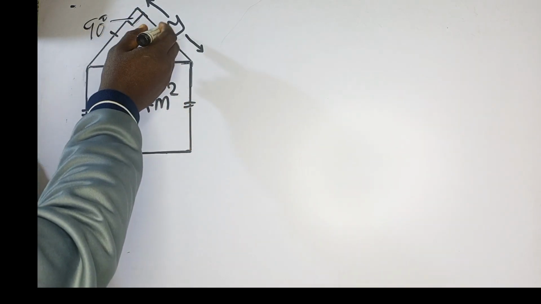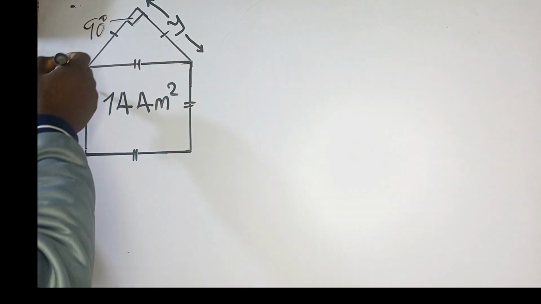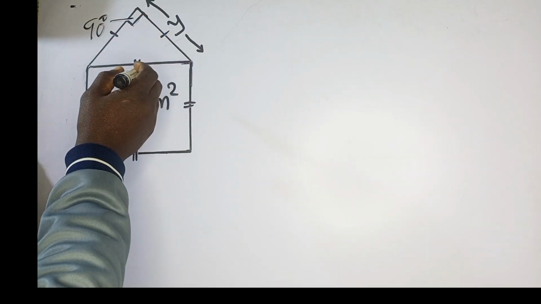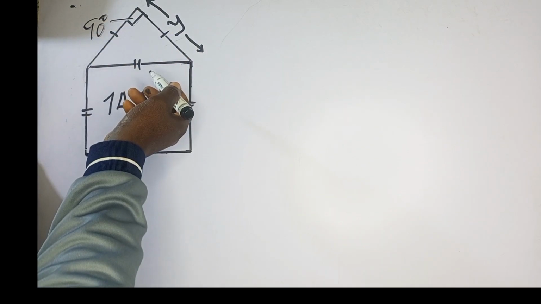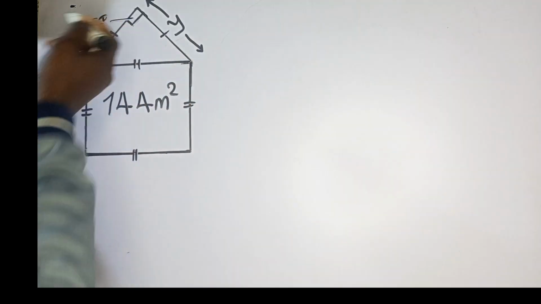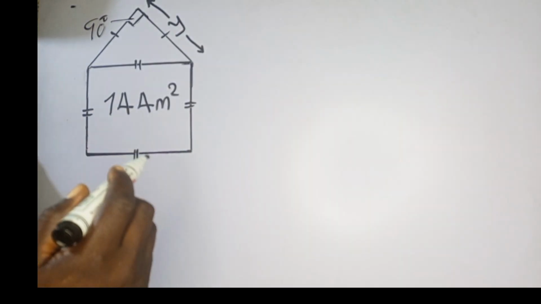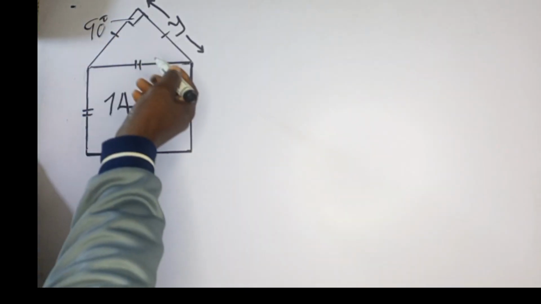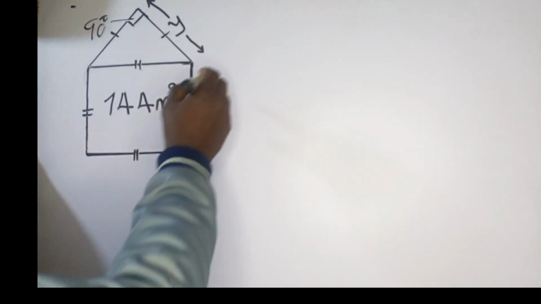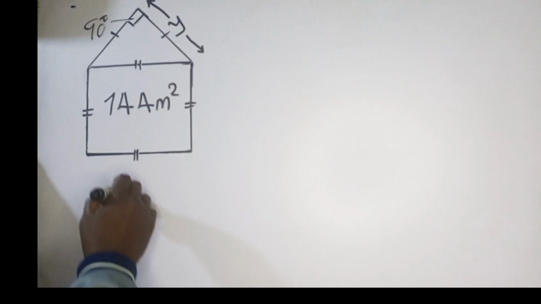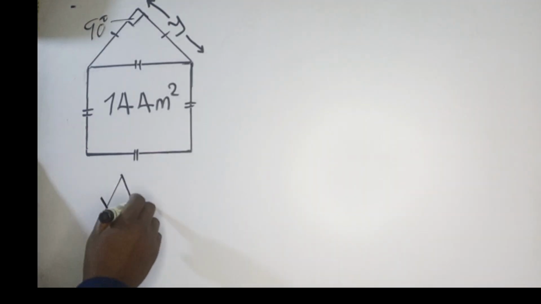Now this mark here simply indicates that this side is equal to this side. Any triangle with two equal sides is an isosceles triangle. Therefore, this triangle is an isosceles right angle triangle. All right, with isosceles triangle, we remember this side equals this side.